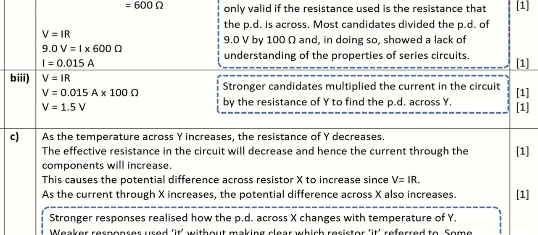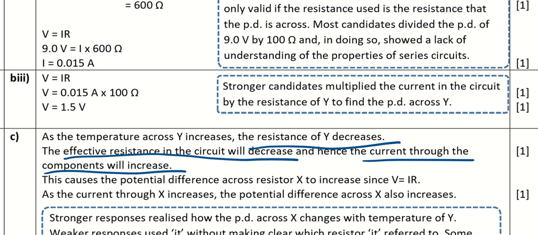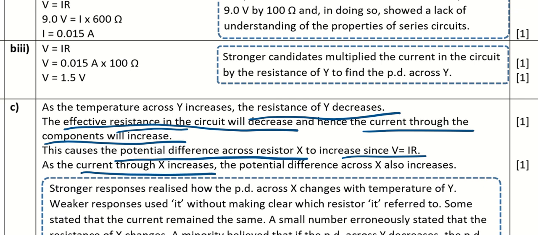Okay, let's see how to answer. As the temperature of Y increases, the resistance of Y decreases. The effective resistance in the circuit will decrease, right? The effective resistance is Rx plus Ry. And hence the current through the components will increase, because they are connected in series, therefore the current is the same in both components. Because the effective resistance decreases, the current will increase because V equals IR. So this will cause the potential difference across resistor X to increase since V equals IR. As the current through X increases, the potential difference across X also increases.